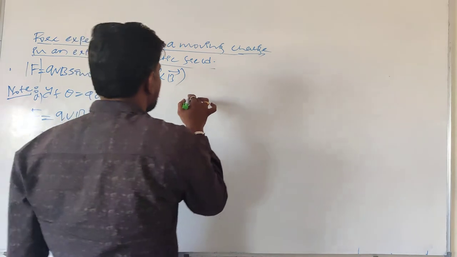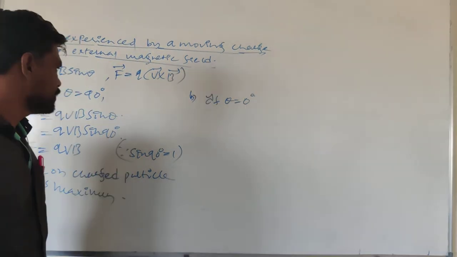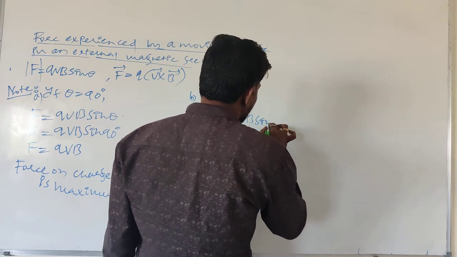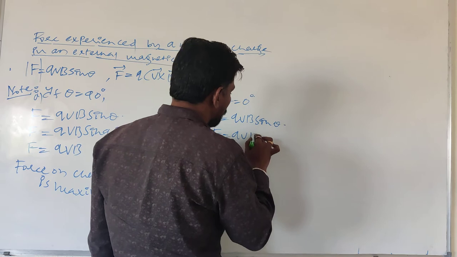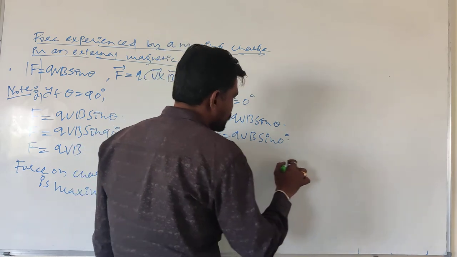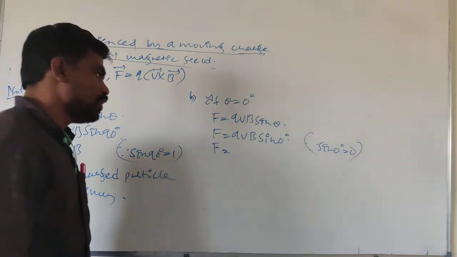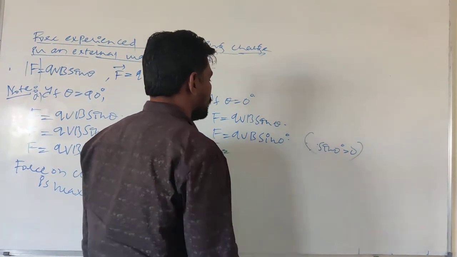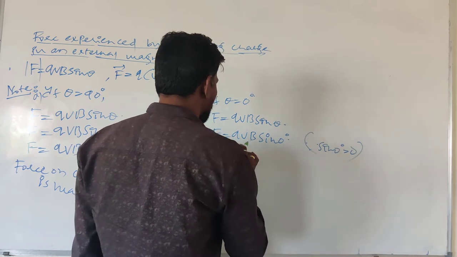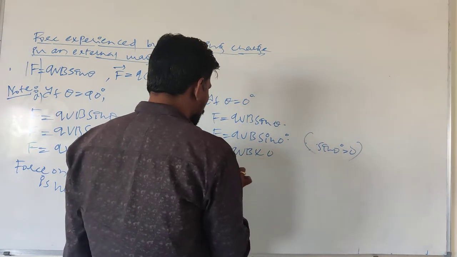So this is A. This is B. What if theta is equal to 0 degree? Once again, F is equal to q v b sin theta, so F is equal to q v b sin 0 degree. Sin 0 degree is equal to 0. So q, v, b into 0, and the force is equal to 0.